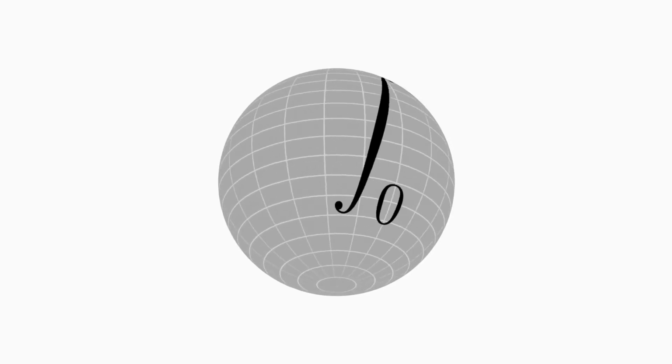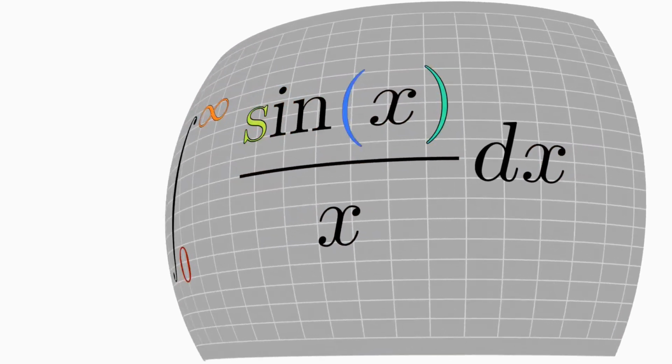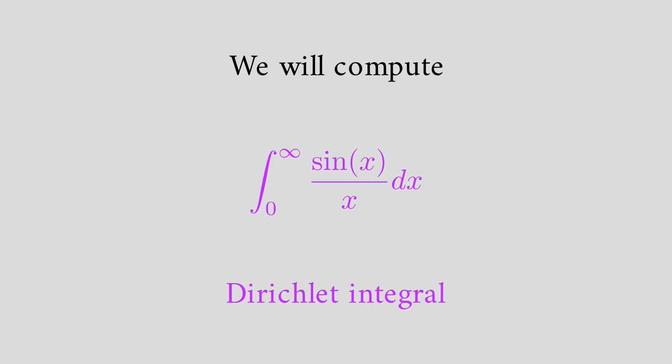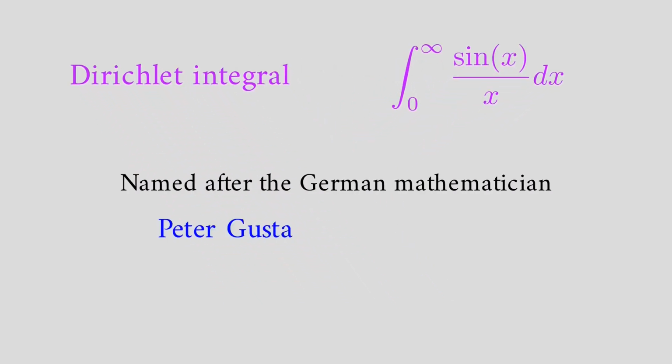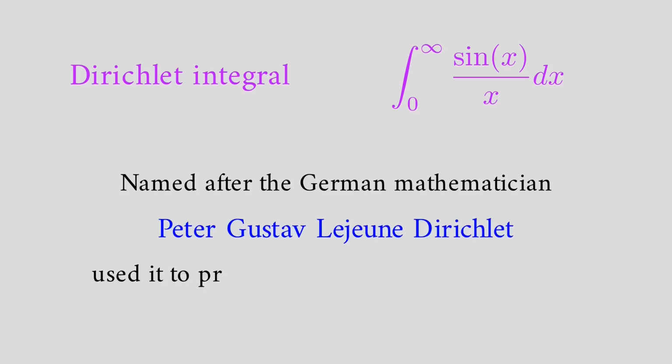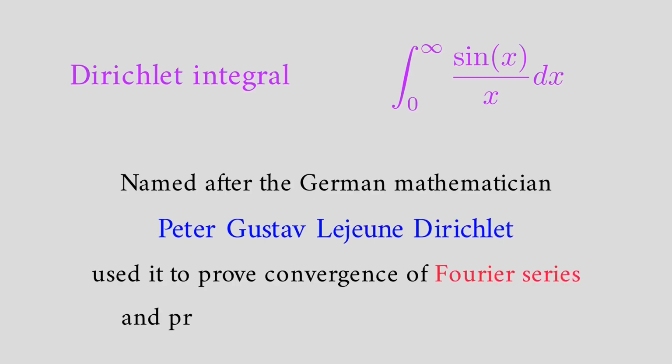Today we will be interested in a famous integral known as the Dirichlet integral, named after the German mathematician Peter Gustav Lejeune Dirichlet, who used it in the proof of the convergence of Fourier series and in his proof of the central limit theorem. So it's a very important integral since these are extremely important results.